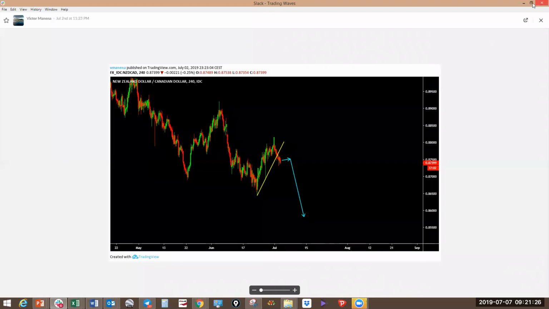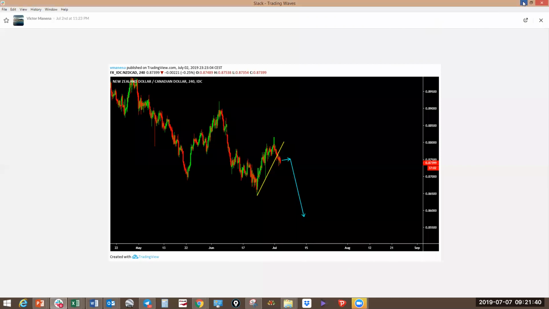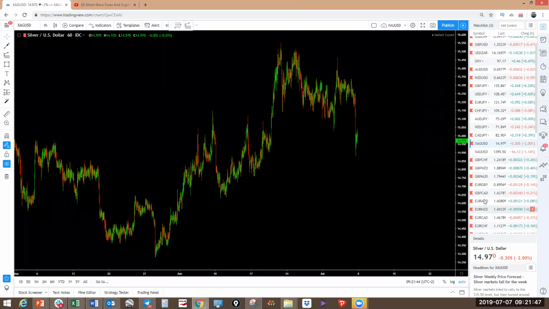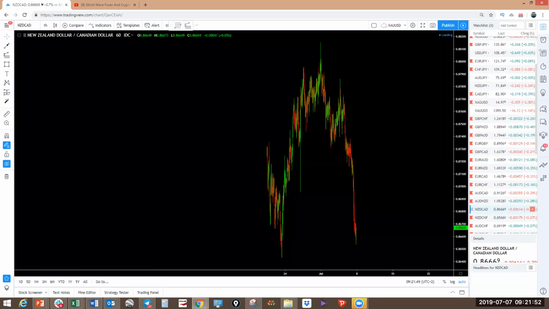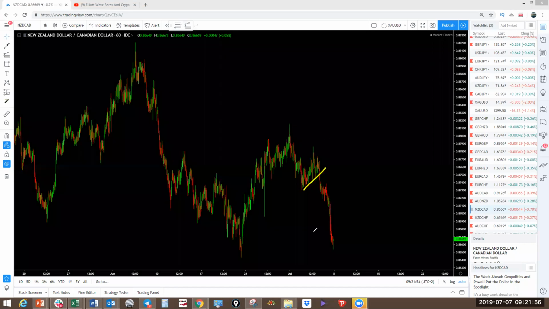Let's just look at New Zealand CAD. If you look at that, it has also dropped. And you'll see a whole lot of others that we discussed, even if I don't show you the setups here, that have actually played out. Almost 95% of the setups that we've looked at have played out. So that's the current New Zealand CAD setup. As I've said, these are trending now. We're just following the trend, we're just looking for entries. That was New Zealand CAD, and this is how it is playing out.